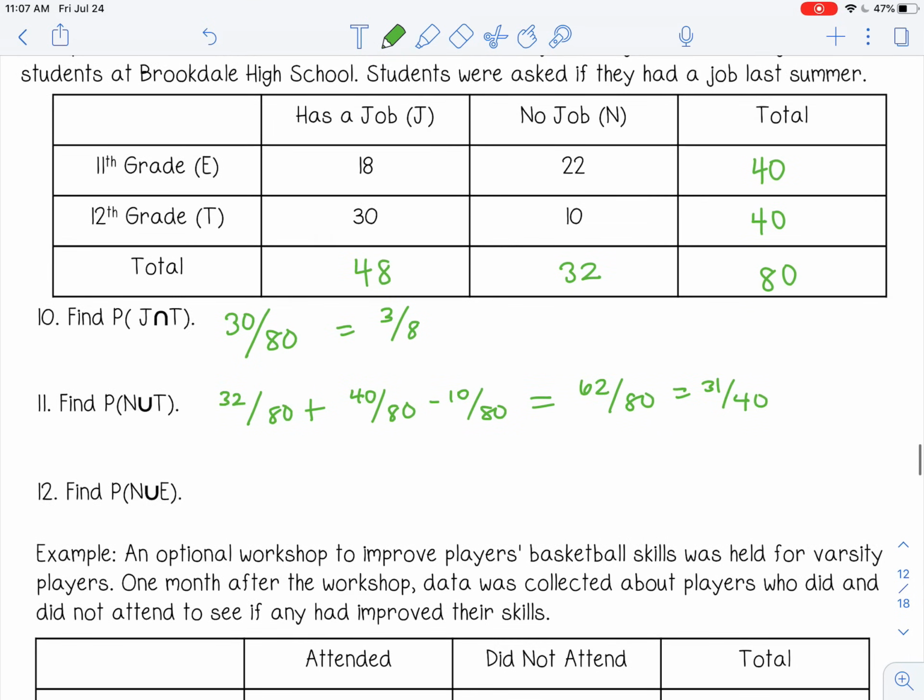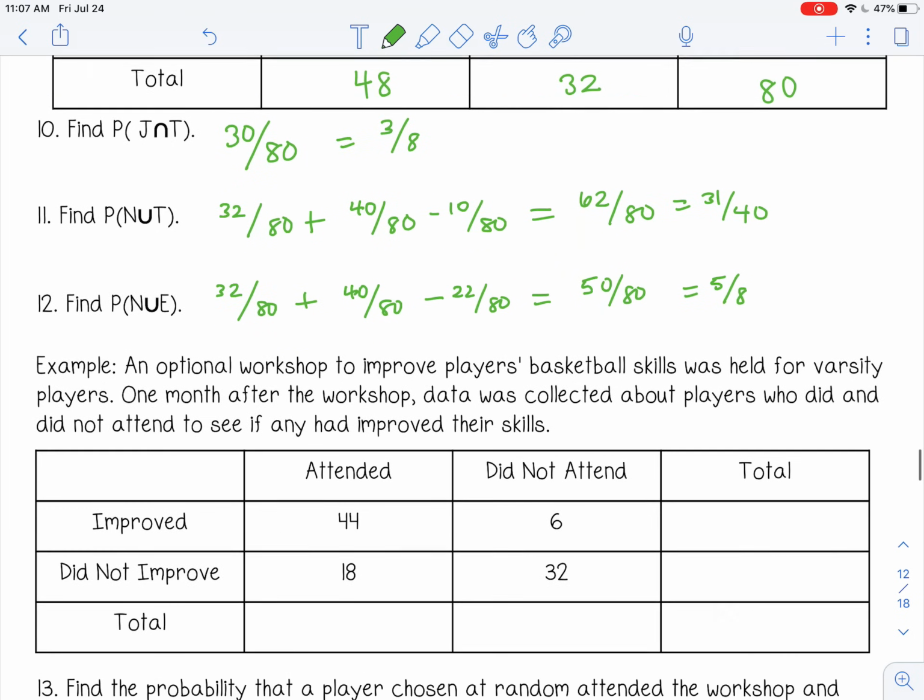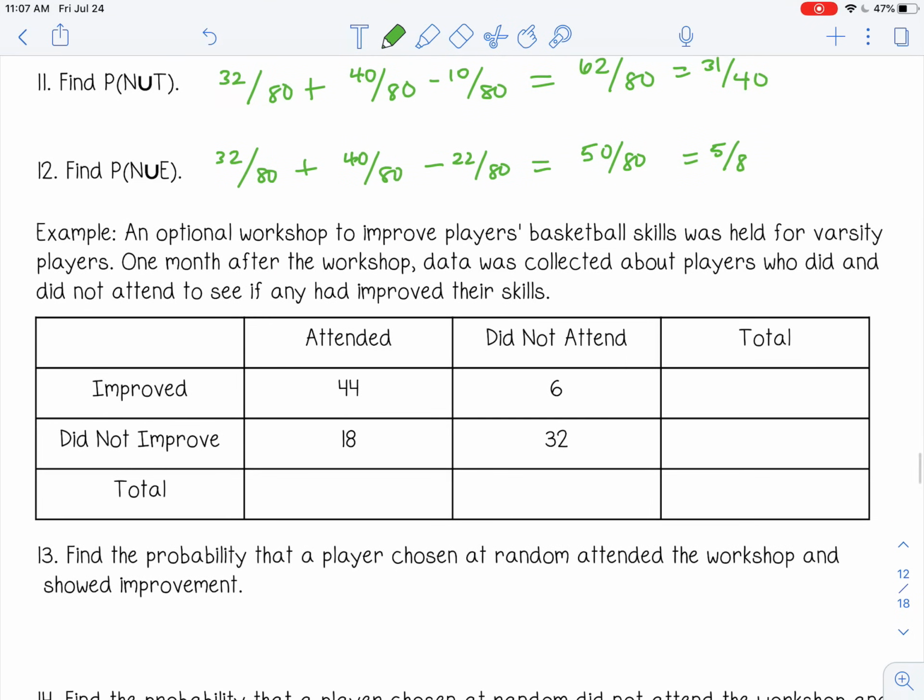Okay, so let's see how you did. The probability of no job is 32 out of 80. The probability of being an 11th grader is 40 out of 80. They intersect at 22 out of 80. So that gives me 50 out of 80, or 5/8. All right, last example, let's go ahead and add across and add down.